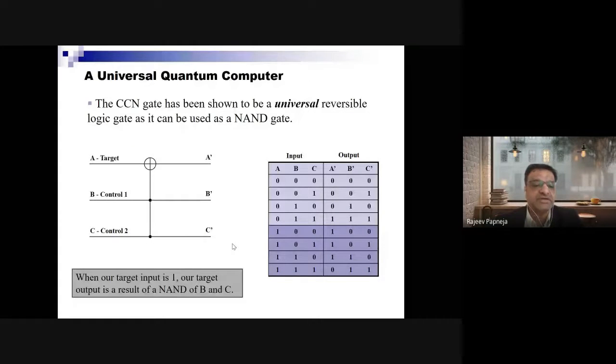And in a universal quantum computer, the CCN gate has been shown to be a universally reversible logic gate, and it can be used as a NAND gate also. You can always reverse back because of the 2 control gates. You always know what the input was. So when our target input is 1, our target output is a result of NAND of B and C, and not AND of B and C.